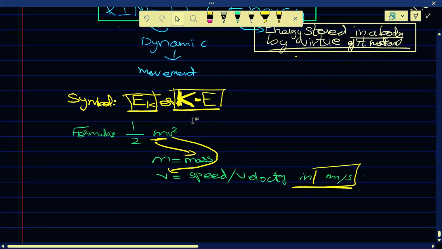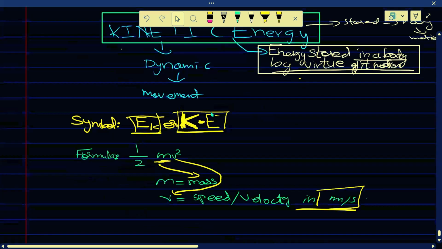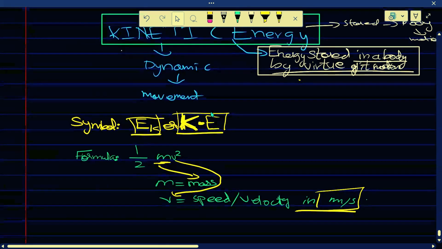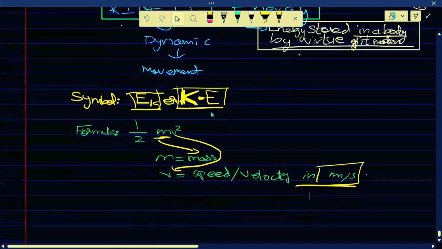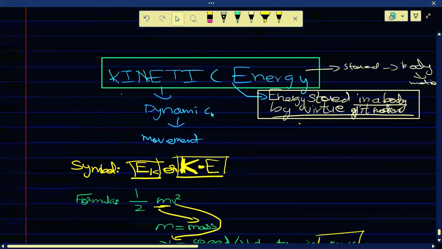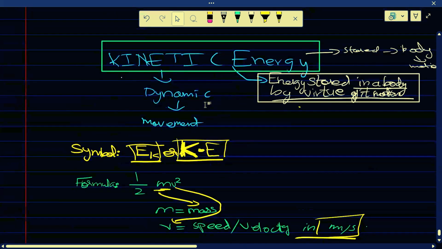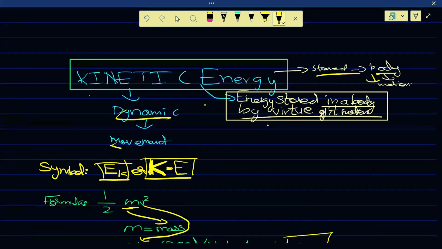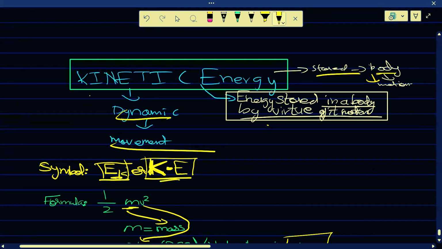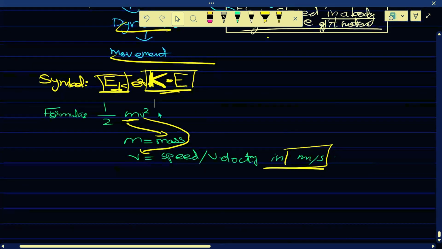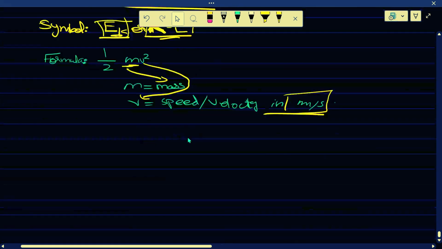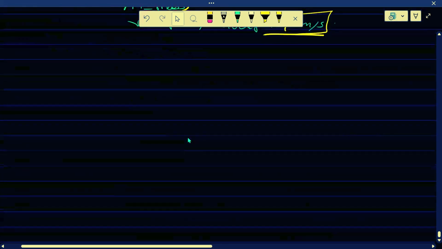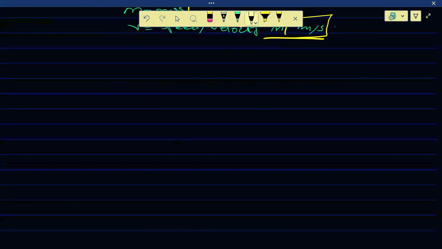Until now we have covered the basics, the background of kinetic energy. Let's revise it again. It is the stored energy in a body by virtue of its motion. Kinetic means dynamic, and it means movement. Its symbol is K or EK, and its formula is 1 upon 2 mv square, where m is mass and v is velocity or speed. Now let's do a past paper question.